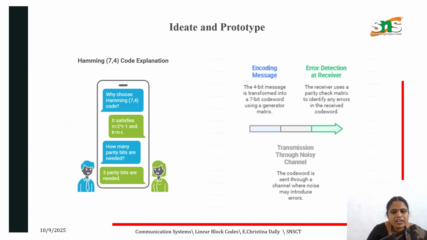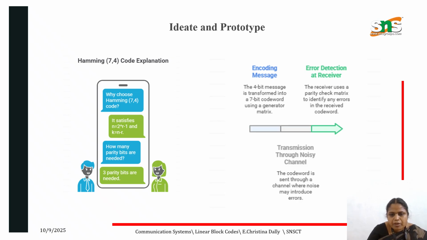Here we have the ideate and prototype. We are going for one of the codes, which is the Hamming code. Why are we going for the Hamming code? Because it satisfies the condition. Here we are adding parity bits. How many parity bits are added? Suppose we have taken (7, 4), then 3 parity bits are needed.